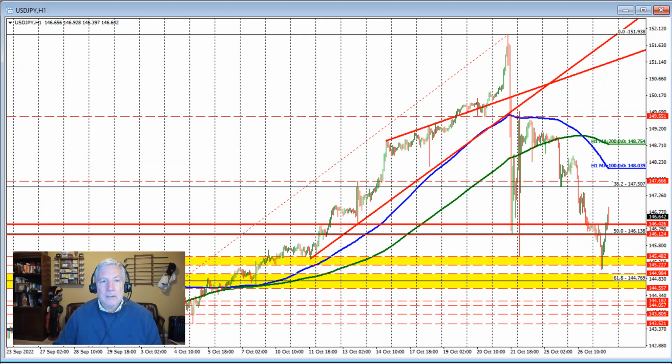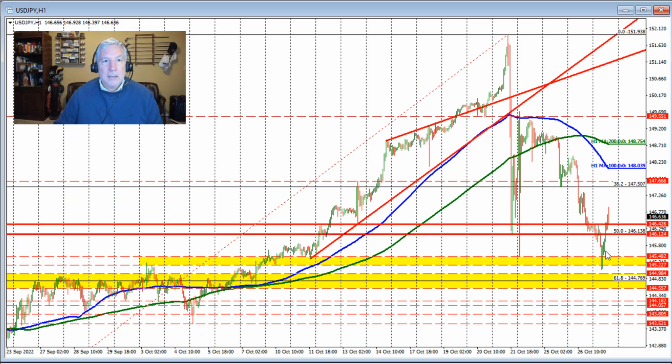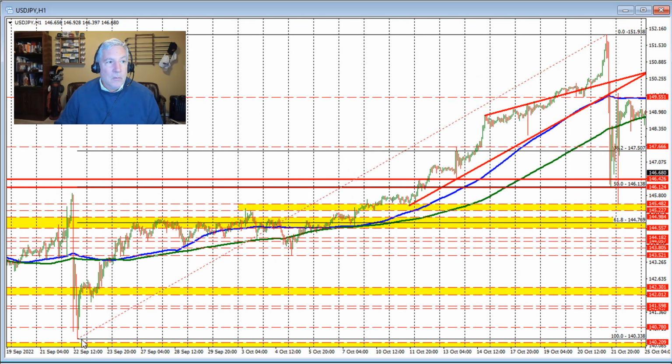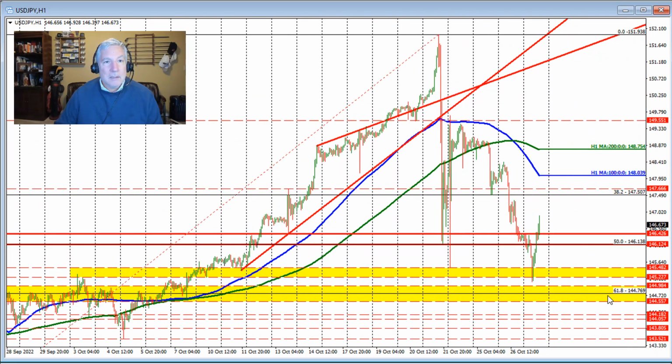Let's take a look at the dollar versus yen. We saw a rotation to the downside continue in the Asian and into the late Asian, early European session, moved down to this swing area through here and went through that level and then held above the other swing area down through here in the 61.8% retracement of this move up from the low going all the way back to September 22nd. That 61.8% comes in at 144.769. We're seeing a pretty nice, fairly steady rotation back to the upside here.